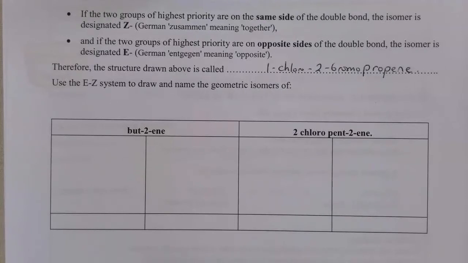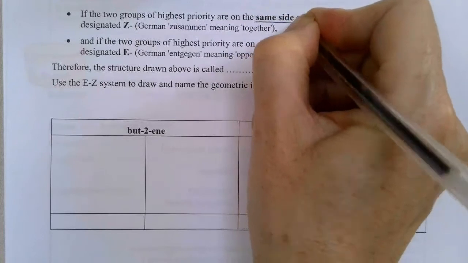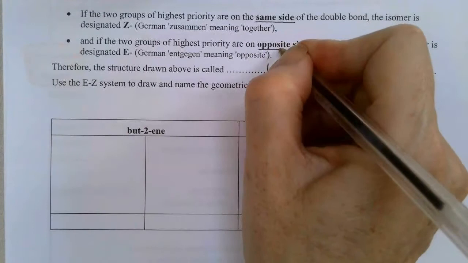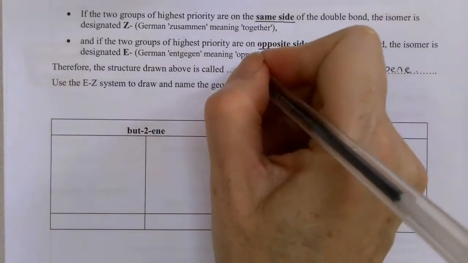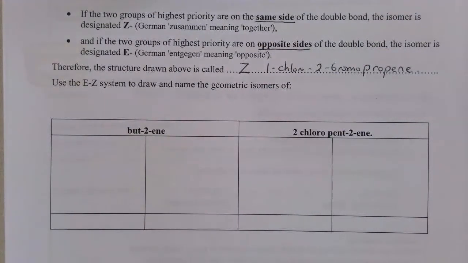If the two groups with the highest priority are on the same side, they have a designation of Z. It's the German for zusammen, which means together. If the two groups are on opposite sides, that would be the E version. So the molecule we just looked at, 1-chloro, 2-bromo-propene, was the Z version. So I put the Z in front of the name to tell me I've got the Z isomer.